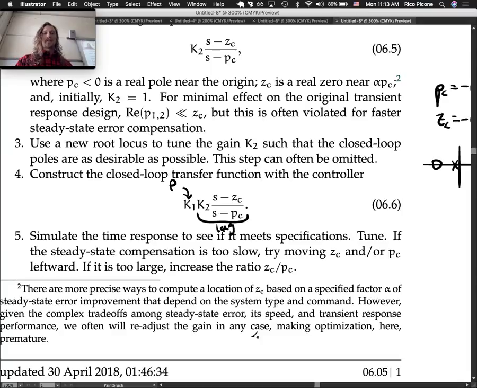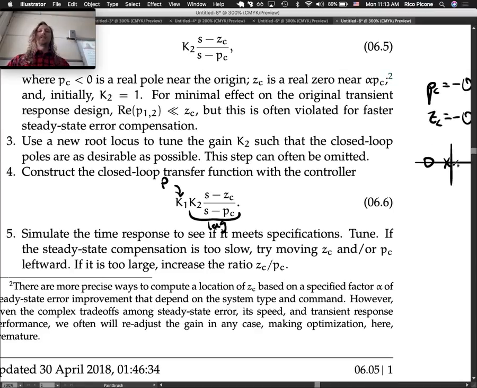Tune as necessary. If the steady state compensation is too slow, then move ZC or PC leftward. So remember, the closer we get these to the origin, the better our original response's fidelity to its transient will be. However, the steady state error compensation will be slow. So if we move them leftward, we could screw up our initial transient response somewhat, but we're usually willing to do that a little bit.